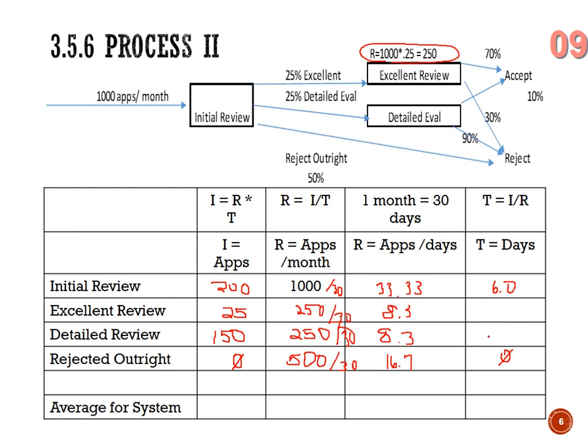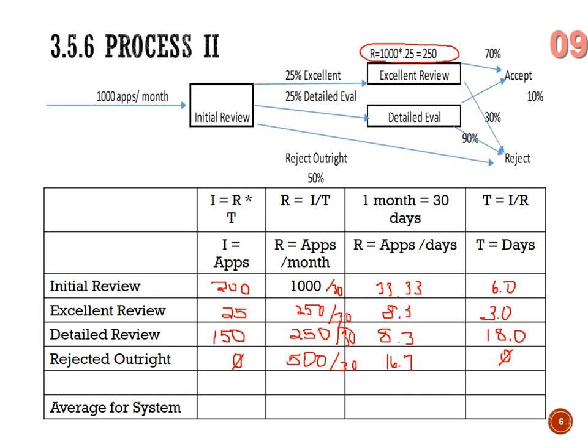25 divided by 8.3 is 3 days. And 150 divided by 8.3 is 18 days. And then rejected outright, 0 apps divided by 16.7 is 0.